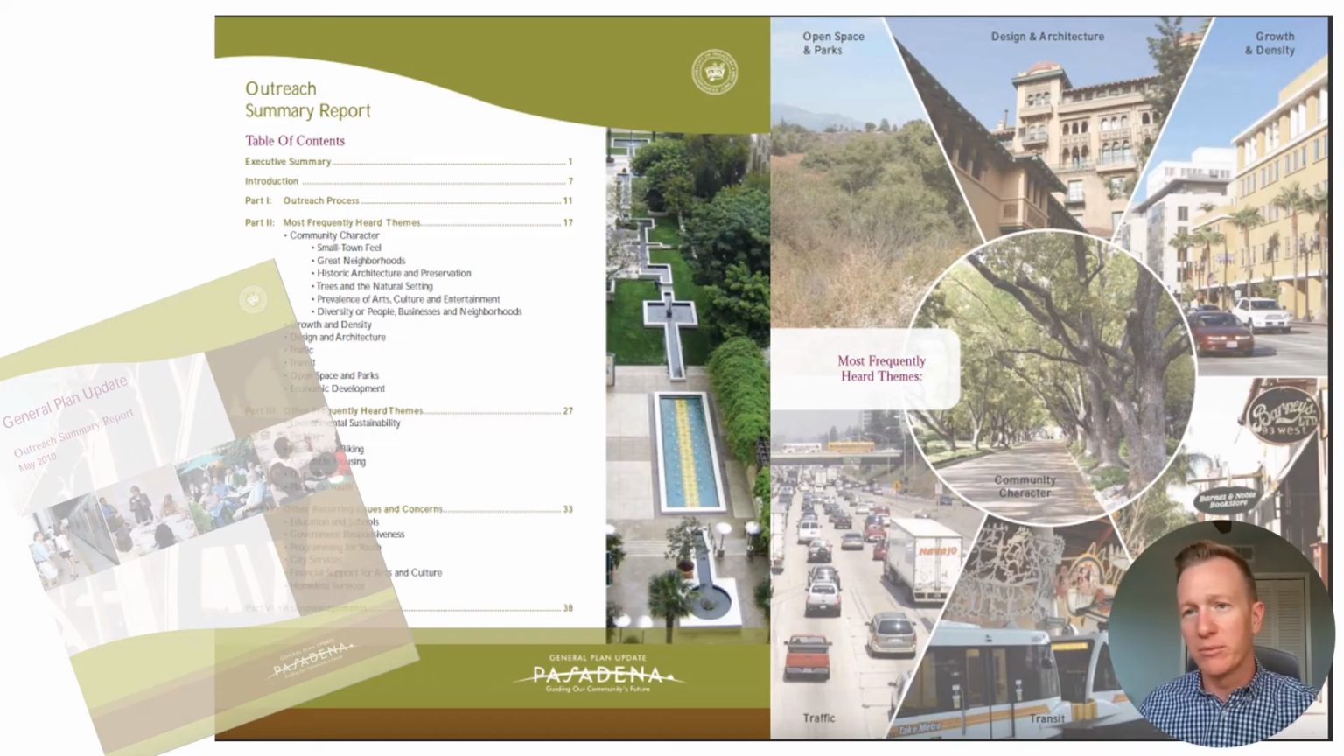It was open space and parks. It was design and architecture. Where was growth and density going to occur? What was the plan going to be based on, transit or on driving? Traffic was something that you're going to hear no matter what community you're in. And community character is something that's very important to Pasadena.